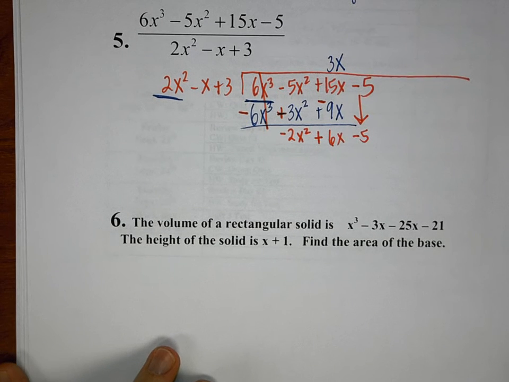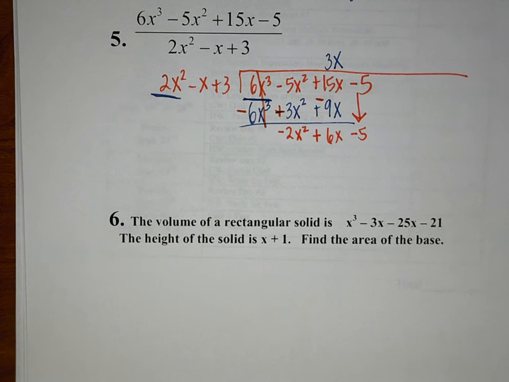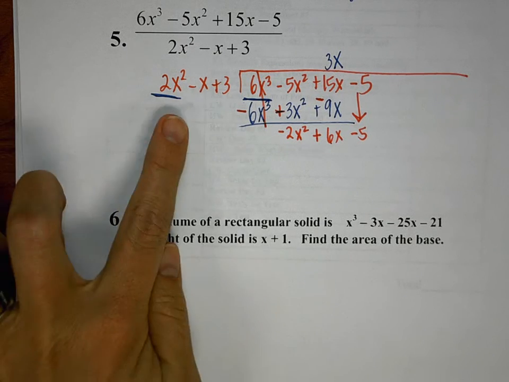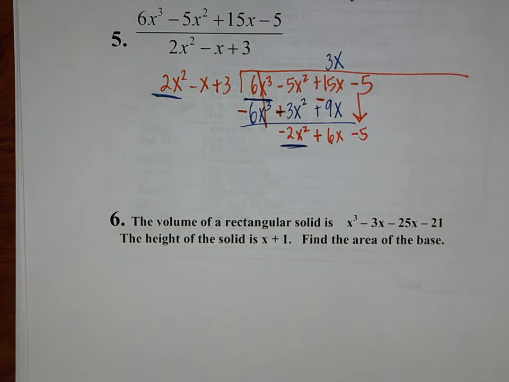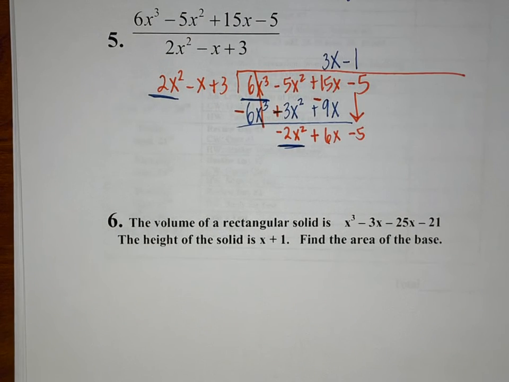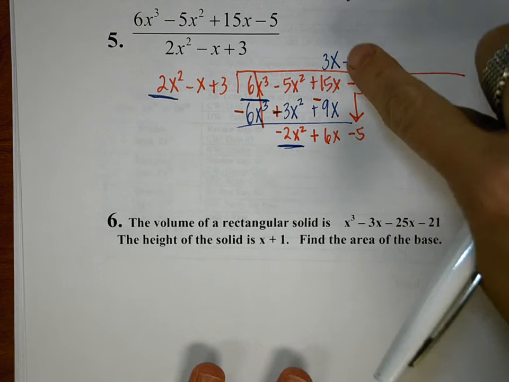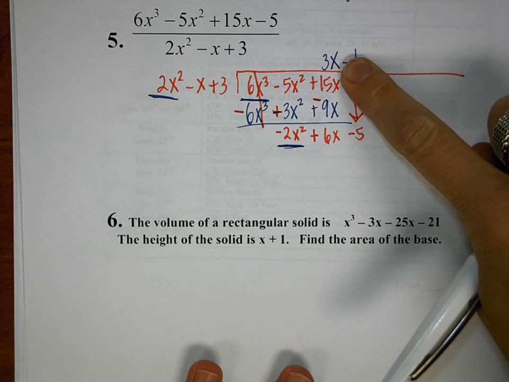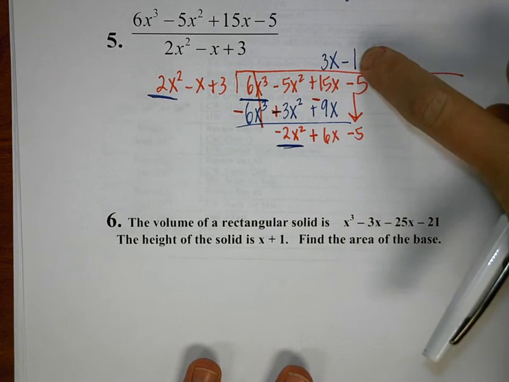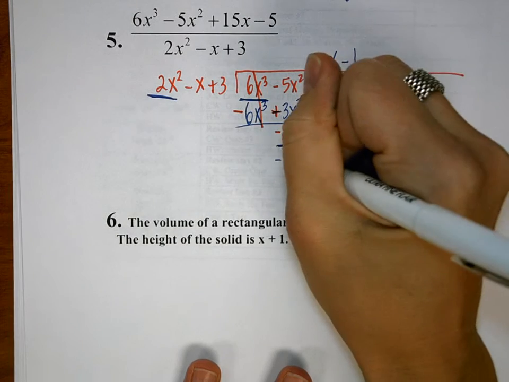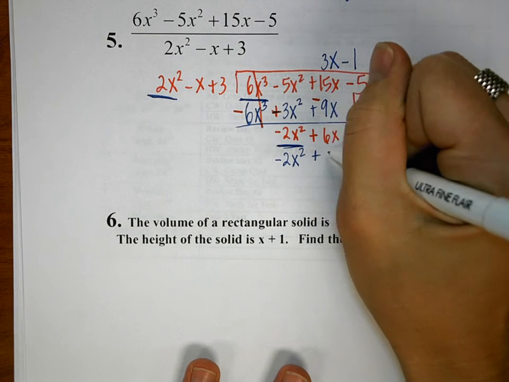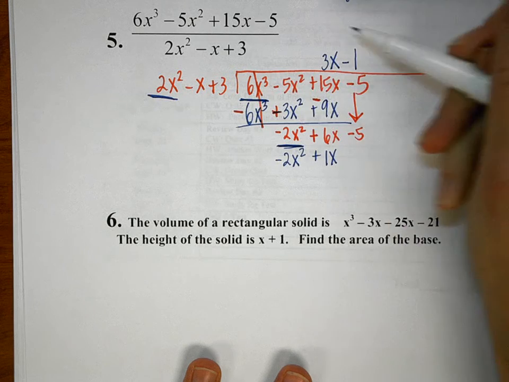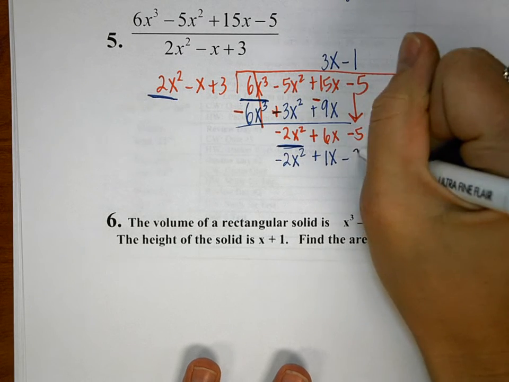Okay. When you're dividing, though, you're only looking at your first 2 terms. So now I'm looking at 2x squared and negative 2x squared. What do I multiply 2x squared by to make it negative 2x squared? Negative 1. So this is negative 1, or minus 1. And then we take this negative 1 and distribute it. You multiply to each of these terms. Negative 1 times 2x squared is negative 2x squared. Negative 1 times negative x is positive x, or positive 1x. Negative 1 times 3 is negative 3.